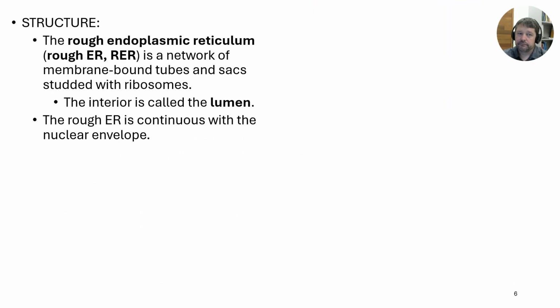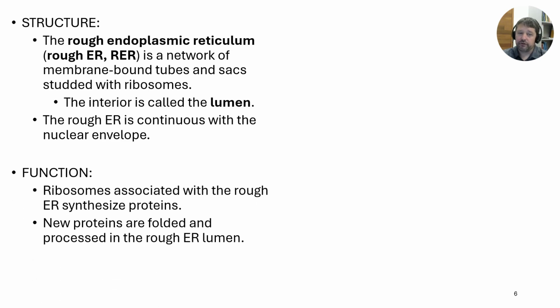All right. The rough endoplasmic reticulum. So the rough ER gets its name from the rough part. Sometimes people will call it the RER, some people will call it the rough ER, some people call it the rough endoplasmic reticulum. The rough part is ribosomes. There are ribosomes on the outside of this membrane. So associated with the RER are ribosomes. The interior inside that structure is called the lumen.